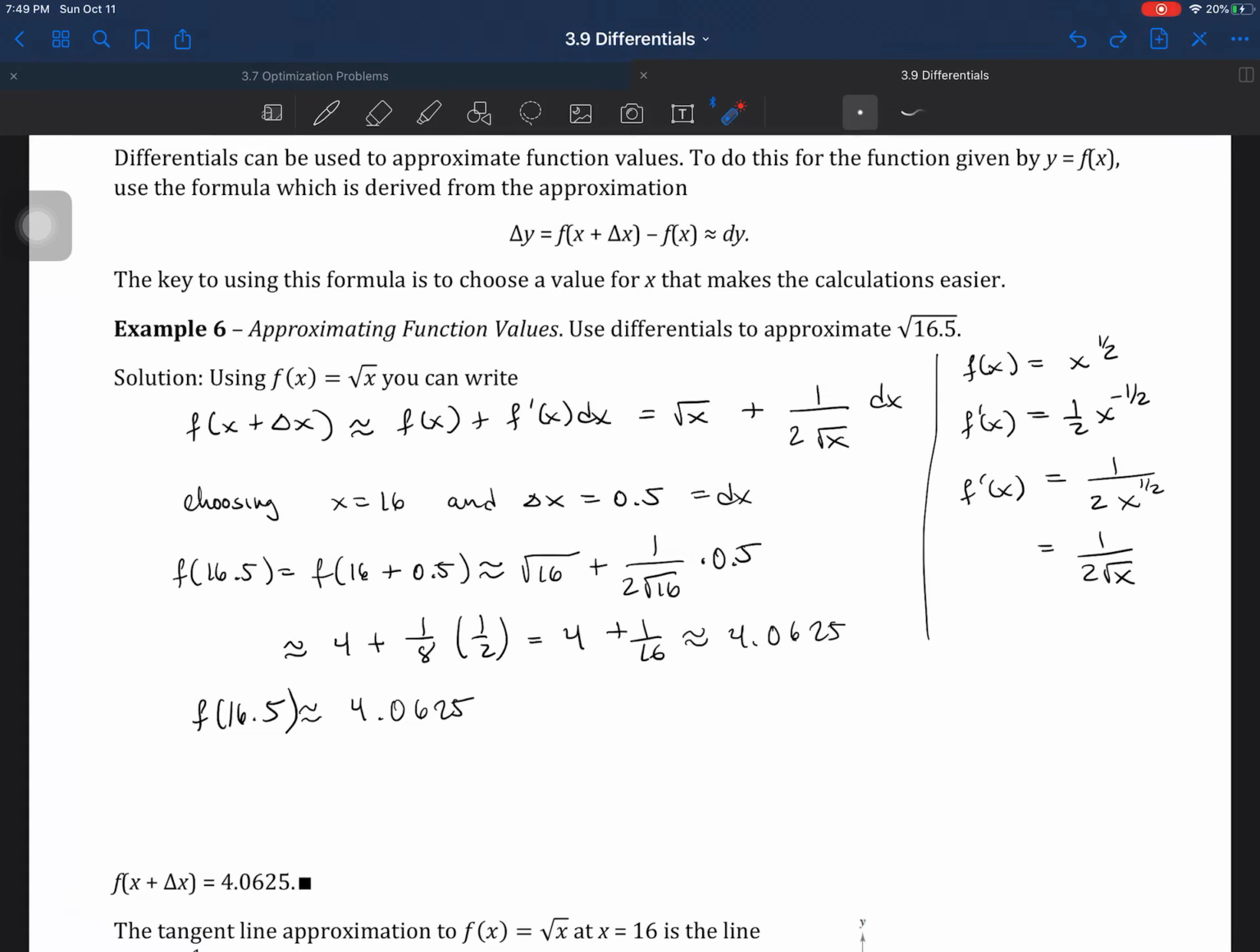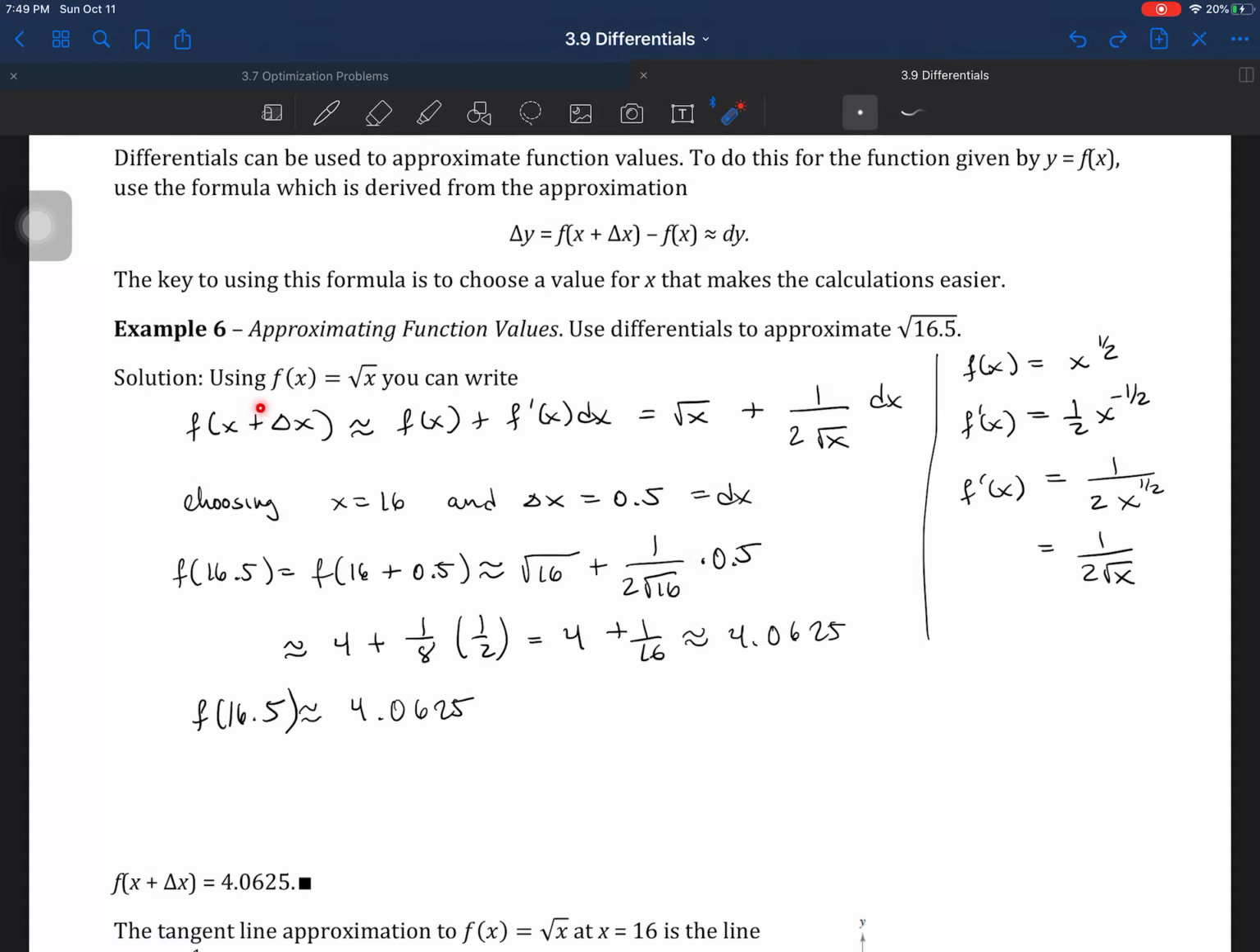So for example, if they ask me to approximate the value of the square root of 16.5, well, I can guess that the number is going to be around 4, right? But how accurate can I be? What we're going to do here is fascinating. We're actually going to be able to get pretty close to the actual number. We're going to use this equation to approximate our value.